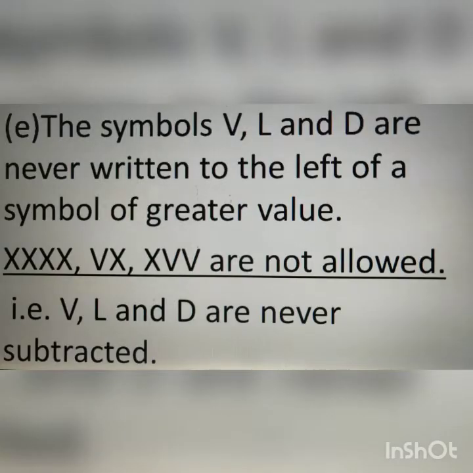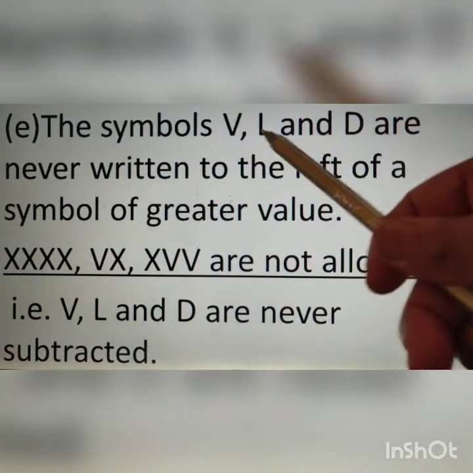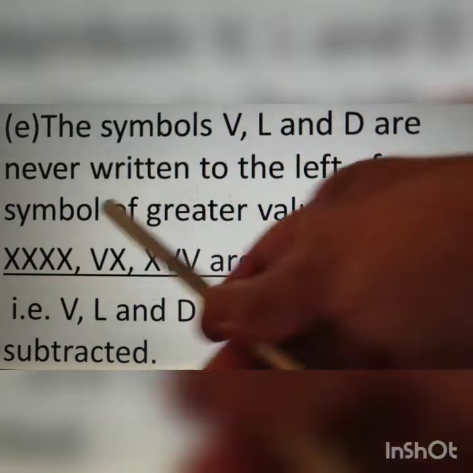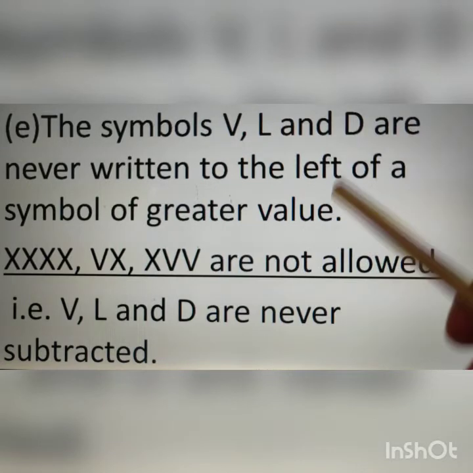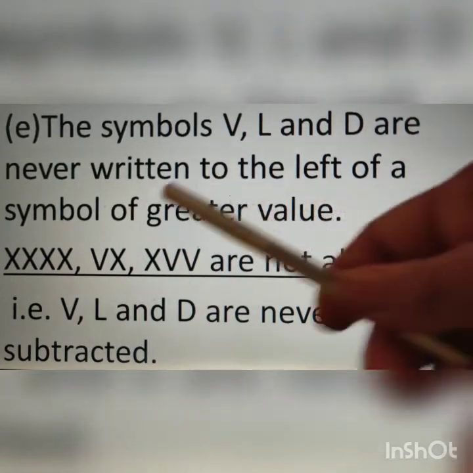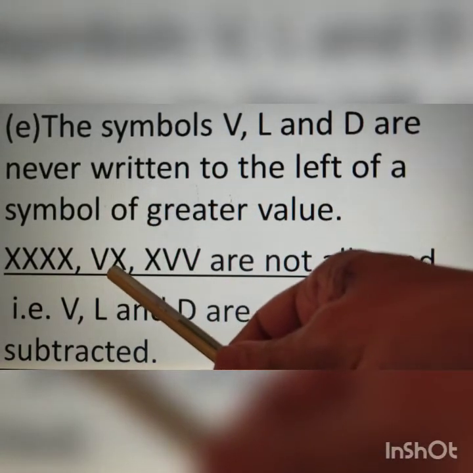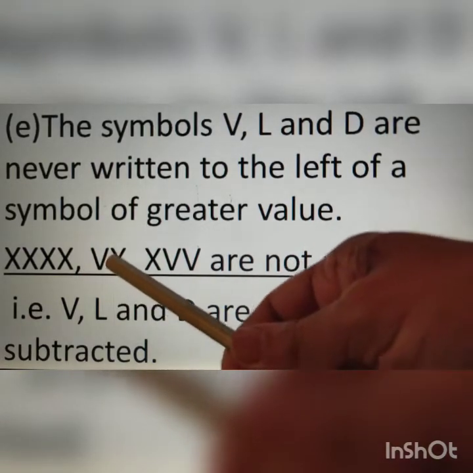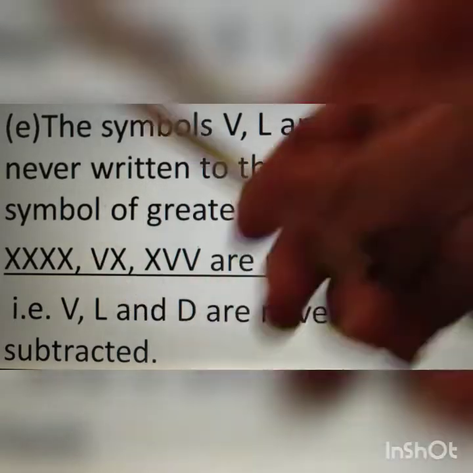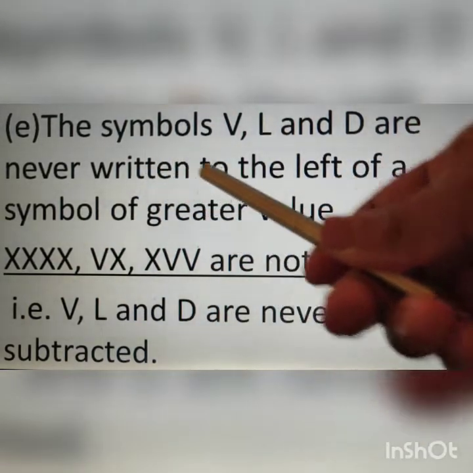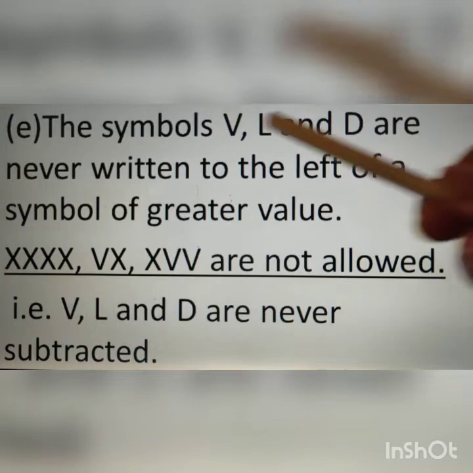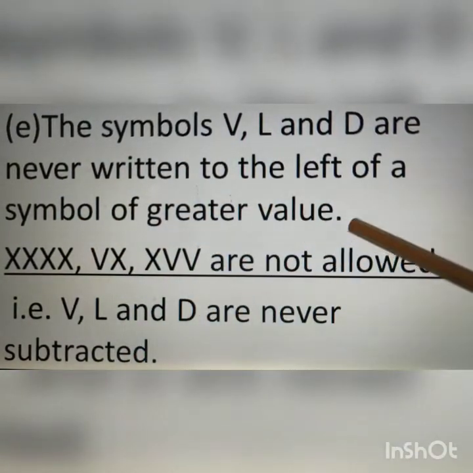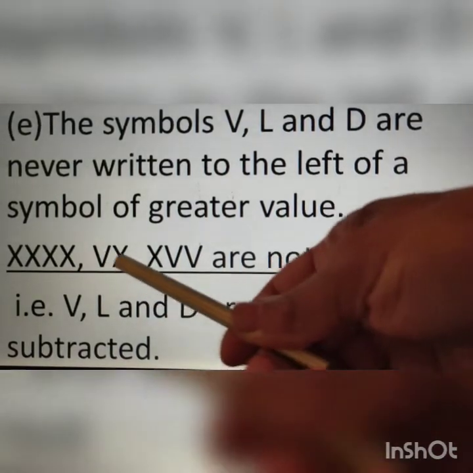Rule number 5. The symbols V, L and D are never written to the left of a symbol of greater value. Here, X is greater than V. The value of V is 5 and X is 10. So 10 is greater than 5 and this is not allowed. V, L and D are never written to the left of a symbol of greater value. If the value is greater, it will not be written.